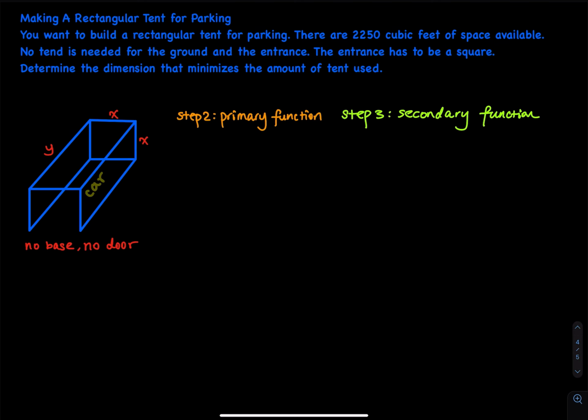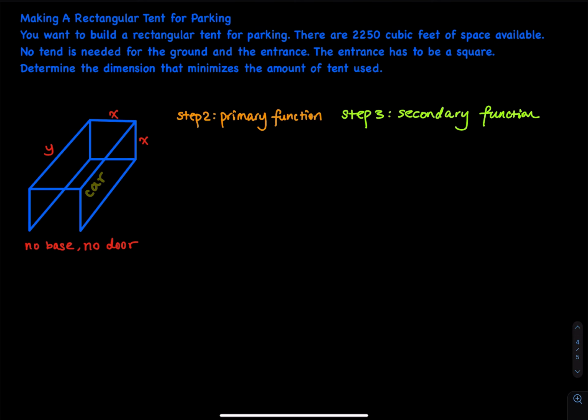Okay, so what's the next step? The next step is you have to set up a primary function. Look at the problem. We want to minimize the amount of tent used. That is not regarding the space. That is regarding the tent, right? That is regarding the material. So since that is regarding the material, we are trying to minimize the what? We are trying to minimize the surface area.